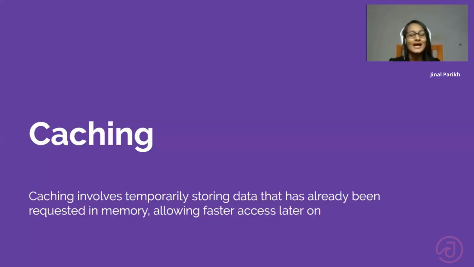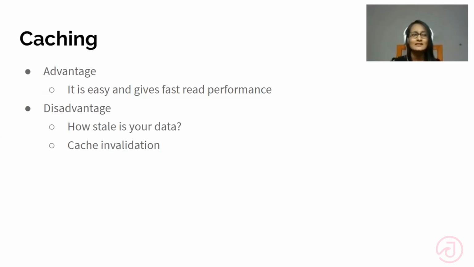Okay, so caching. We all know caching. Caching involves temporarily storing data that has already been requested, and you store it in memory, and it allows faster access later on. The advantage of caching is that it's easy and it gives you fast read performance. But the disadvantage is that you need to know how stale your data is. Also, cache invalidation is an issue.